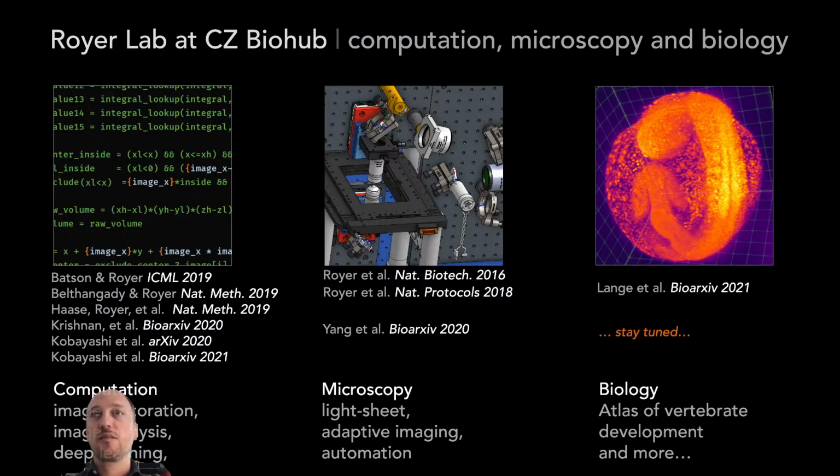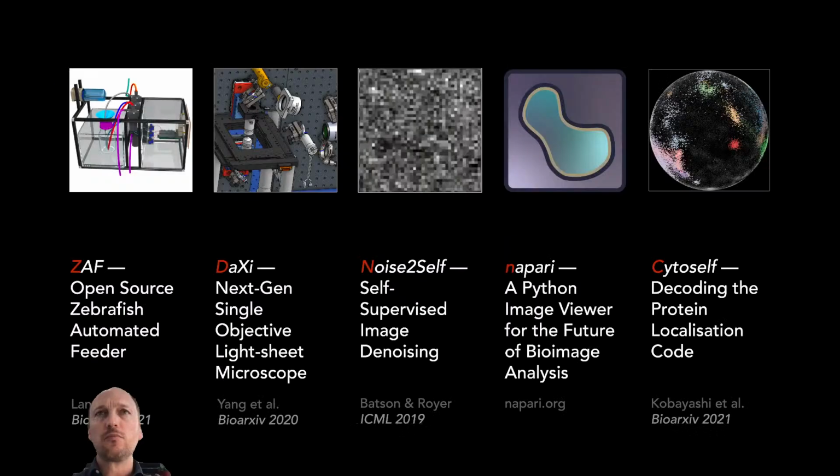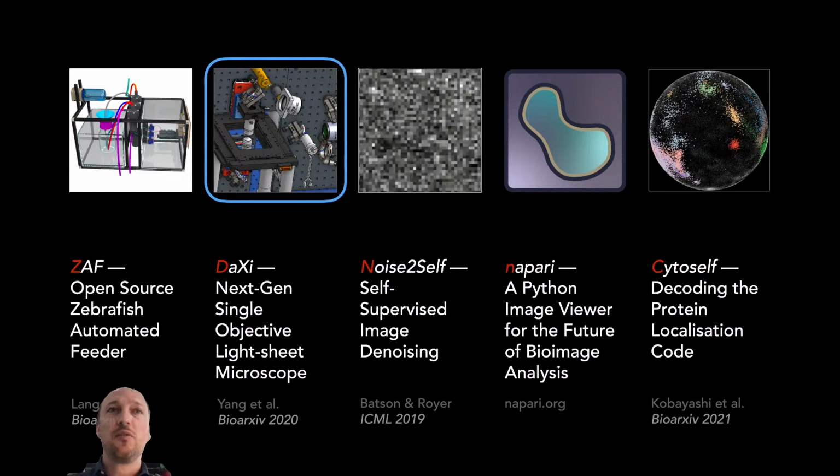And so this is something that will be upcoming in the next months once we finish the first projects in this area. If you look at the different projects we've done since the lab started 4 years ago, we had some nice papers out. But today I want to talk about one in particular, DaXi, which is the single objective large microscope that pushes the limits in a number of characteristics. This is the work from Bin Yang in my team and many others.